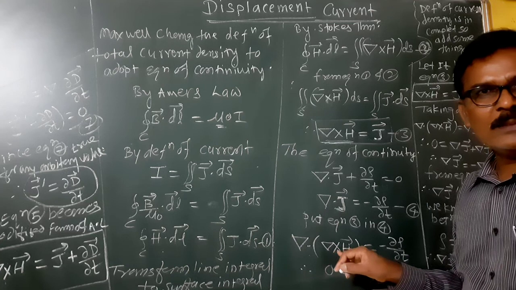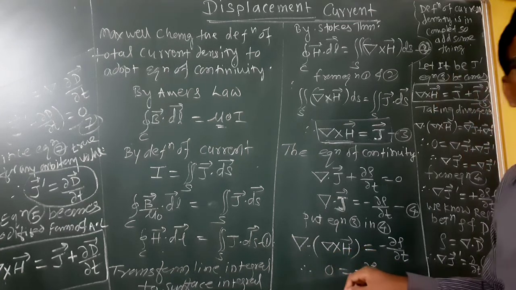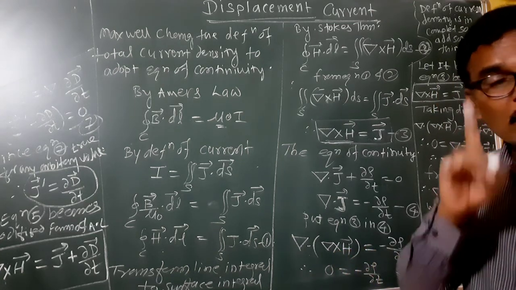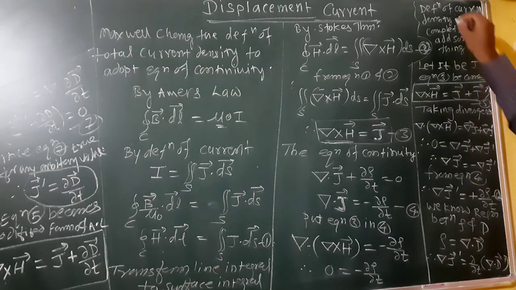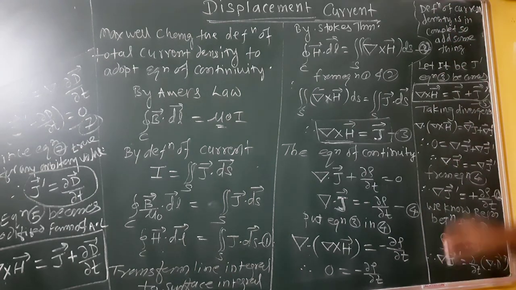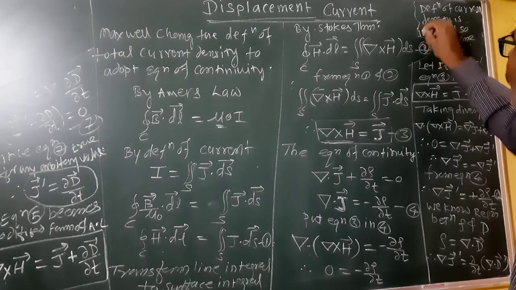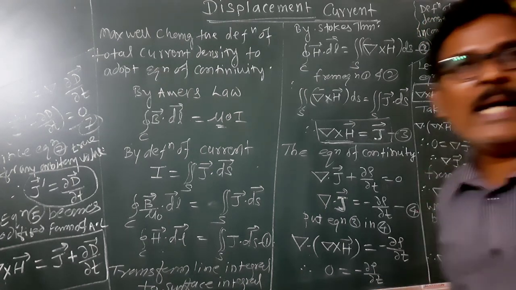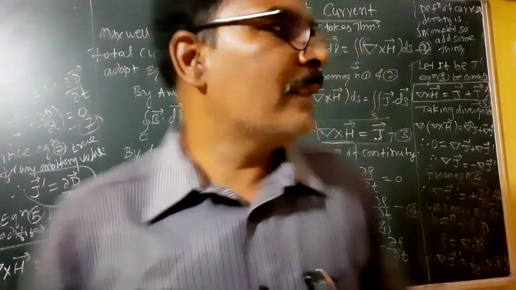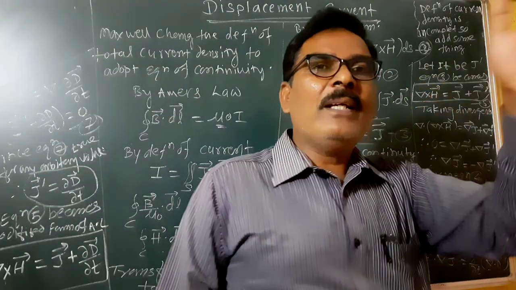Remember, divergence of curl is 0. After that, 0 is equal to d rho by dt. This value is very important. And then the definition of current density can be incomplete. This definition is incomplete, not complete. So we have to add something to the definition of current density. What do we add? Let it be J dash.